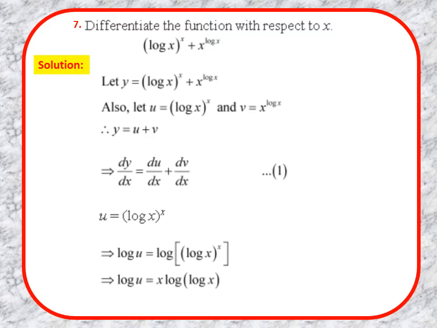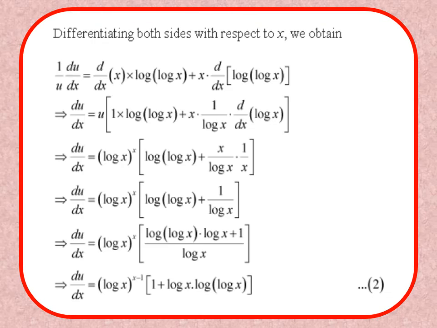Now first we have u equal to (log x)^x. So the power is x, so taking log of both sides, you will get log u is equal to x log(log x). Differentiating both sides with respect to x, we obtain 1/u du/dx for the log, and then applying the chain rule and the product rule in the RHS. Clear? So we are getting du/dx after multiplying u to the RHS. So du/dx is our equation 2.